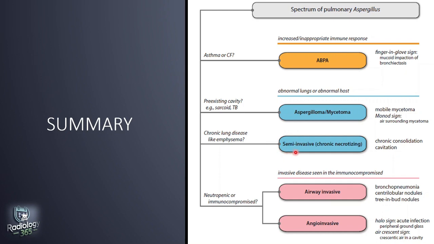Then in patients who have some chronic lung disease like emphysema, you have a semi-invasive type of aspergillus infection where we see chronic consolidation which cavitates, similar to post-primary TB. Then under the invasive diseases seen in the immunocompromised, we have the airway invasive disease, which looks like bronchopneumonia with centrilobular nodules and tree-in-bud nodules, and the angioinvasive disease, which shows us the halo sign and the air crescent sign.